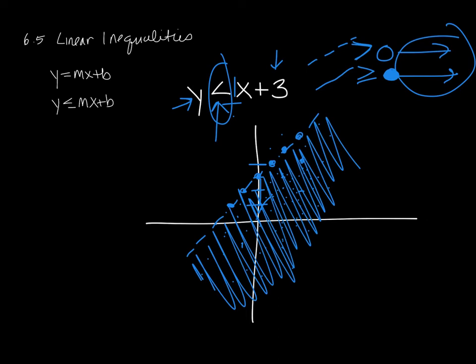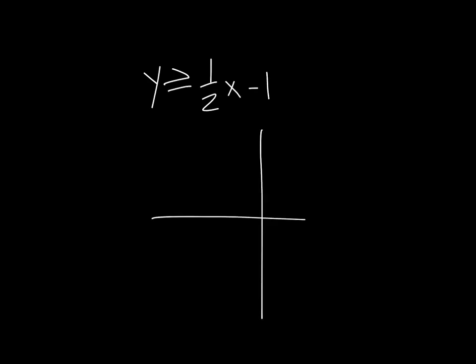Okay, so I'll do one more. Let's say y is greater than or equal to 1/2 x minus 1. Draw my xy axis. Now I find my y-intercept, -1. My slope is up 1 over 2, up 1 over 2. Go the other way, down 1 to the left 2, down 1 to the left 2.